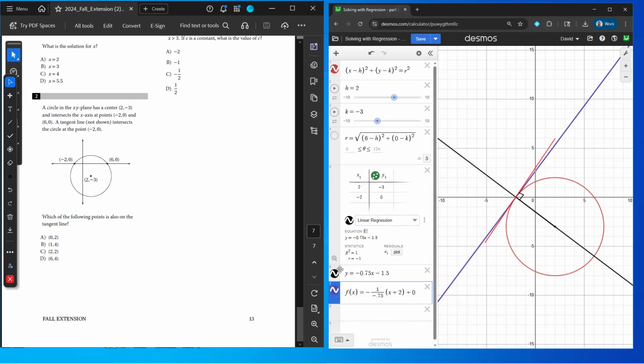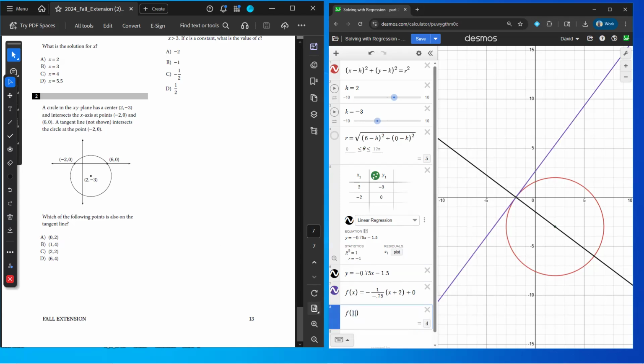Now if we turn that on, we now see a beautiful tangent line. So how would we get the answer? Well, now we can type in f of 0. Okay, that is close to 2, but not quite 2. It's 2.6, 2.7. So you can eliminate a.